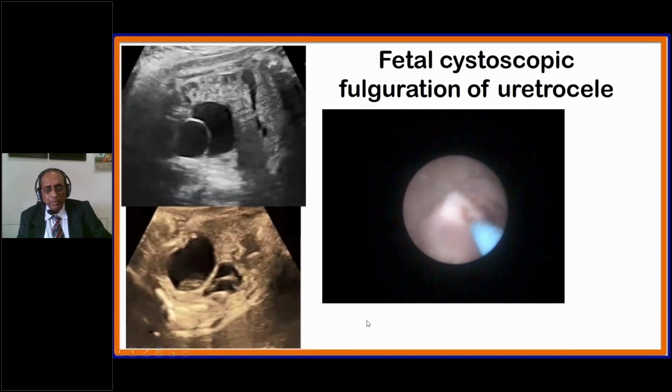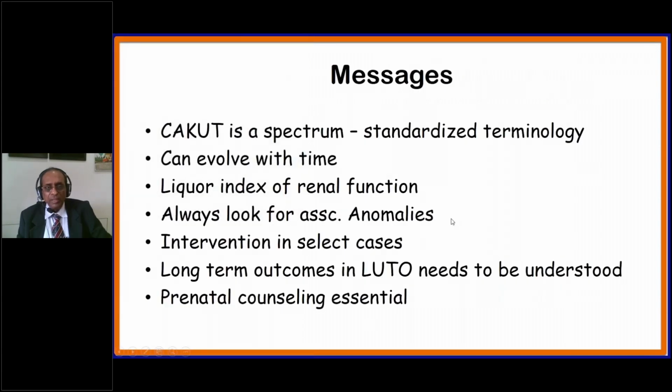So I will leave you with some messages. CAKUT is a spectrum. Standardized terminology needs to be provided. It can evolve with time. Liquor is an index of renal function. Always look for associated abnormalities. Intervention is done in select cases.